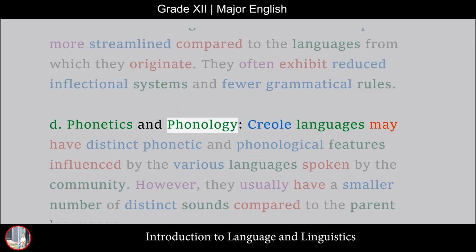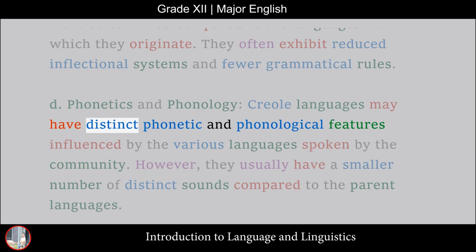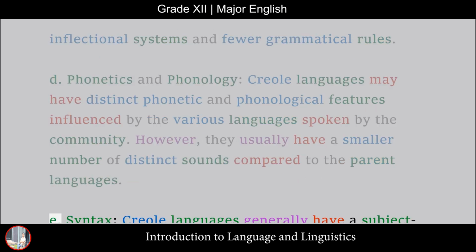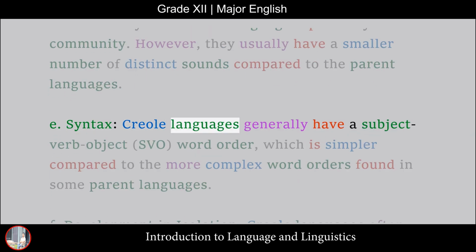D. Phonetics and phonology. Creole languages may have distinct phonetic and phonological features influenced by the various languages spoken by the community. However, they usually have a smaller number of distinct sounds compared to the parent languages. E. Syntax. Creole languages generally have a subject-verb-object (SVO) word order, which is simpler compared to the more complex word orders found in some parent languages.